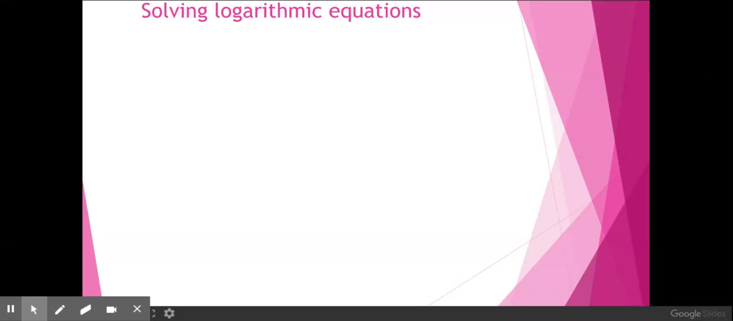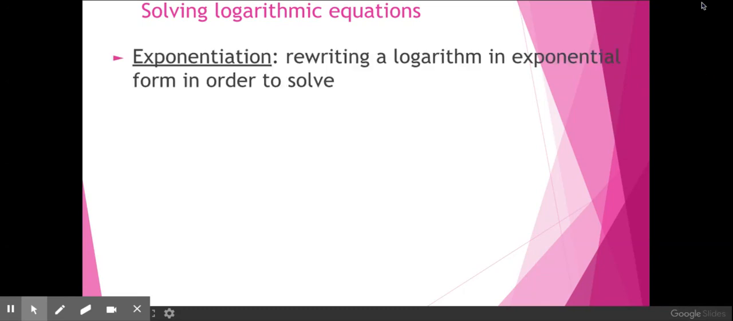So in this section, this is still section 3.4, but now we're going to focus on solving logarithmic equations. Before, when we solved exponential equations, we used logs. Now when solving logs, we're going to use exponential equations. To do this, we need to do something called exponentiation, which is writing a log in exponential form in order to solve it. So it's like we're rewriting the log as an exponent in order to solve the equation.